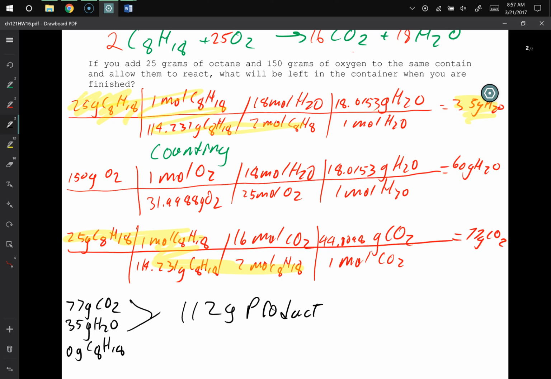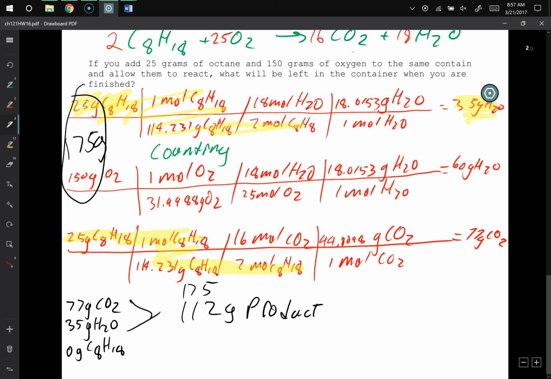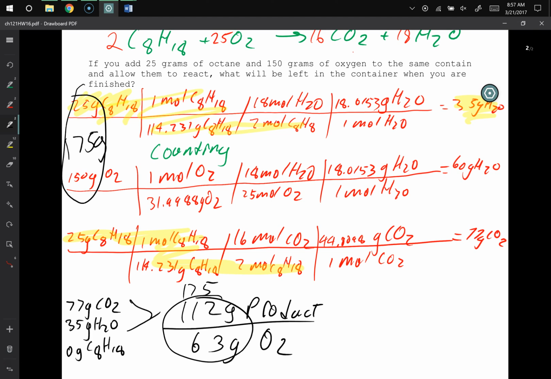I put 175 grams in my container. So what do I know? So if I take 175 minus the 112, I get 63 grams of leftover oxygen. And so now these two numbers equal 175 because they have to. I put 175 grams of stuff in the container. I have 175 grams of stuff in the container when I'm finished. It's just different stuff. Well, some of it's different stuff.